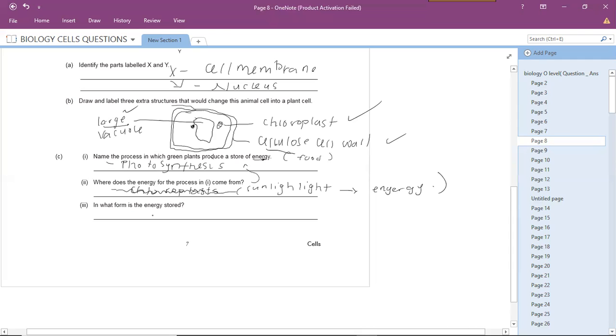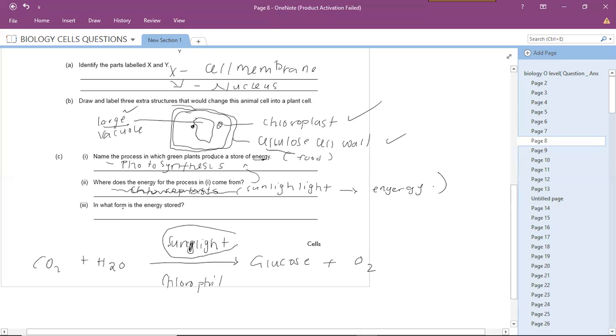So sunlight. Let me just write the equation for you. It says carbon dioxide, CO2, plus water, in the presence of sunlight and chlorophyll, to give us glucose plus oxygen. So the energy comes from sunlight energy.